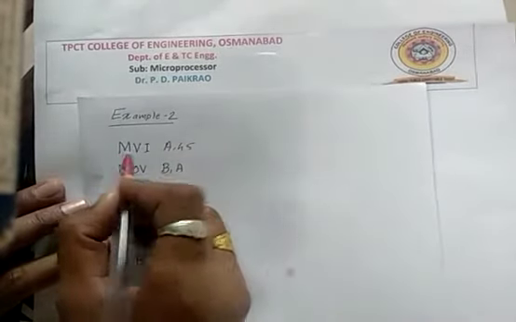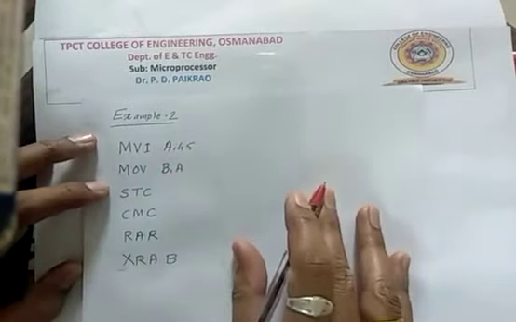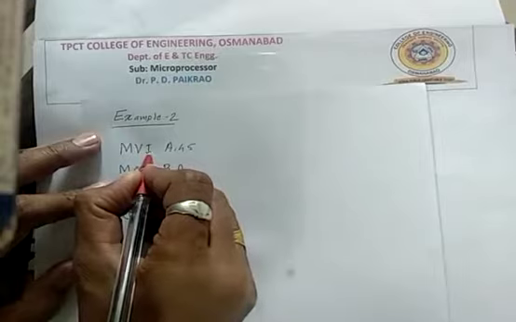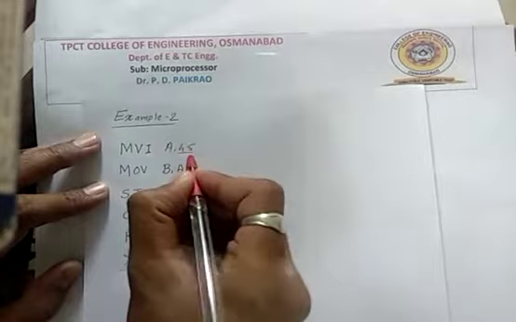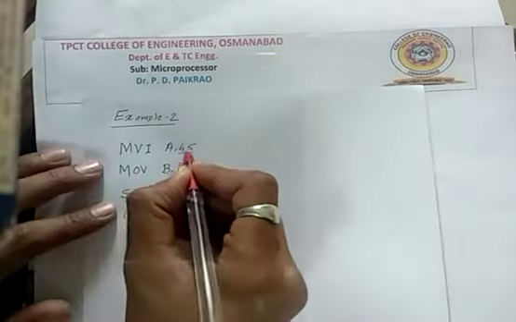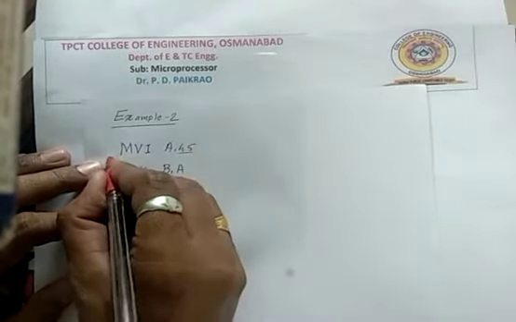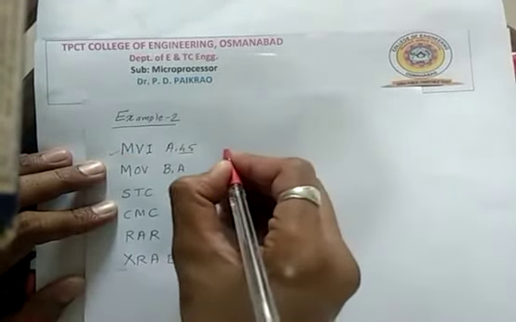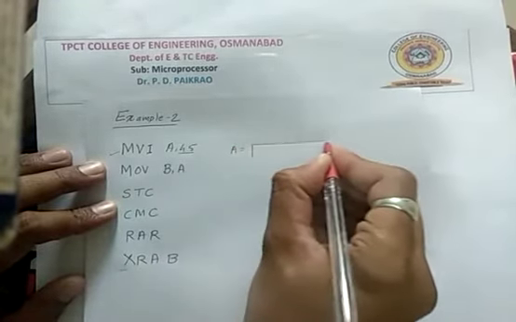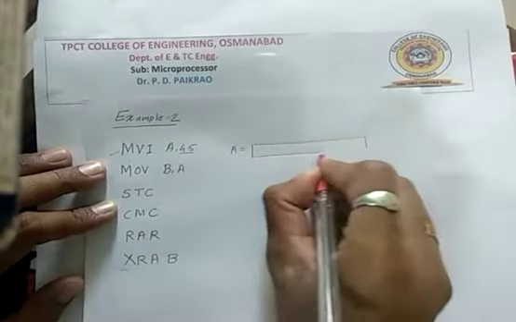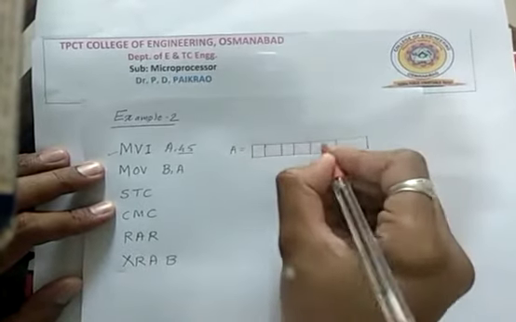Now see the first instruction, that is MVI A, 45. Whenever the I, that is immediate addressing mode, comes, the second operand is considered as data. So this data is copied into the accumulator. After the execution of instruction 1, the content of accumulator A is equal to 45, which is hexadecimal, so we can write it in binary form like this.